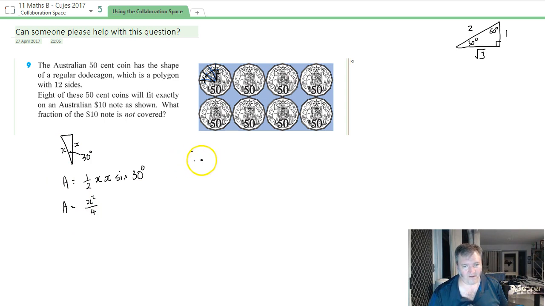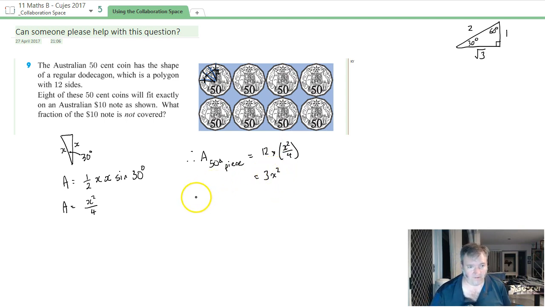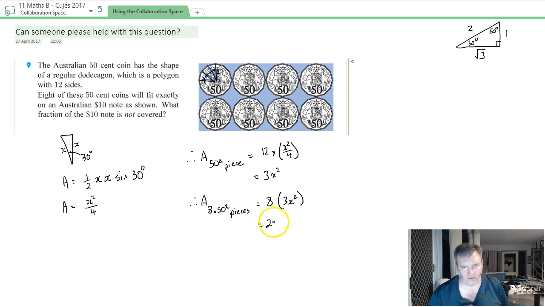Therefore, the area of a 50-cent piece, well, it's made up of 12 of those. So it's 12 multiplied by x squared over 4, which is, of course, 3x squared. Now, how many of those do we have? 8 50-cent pieces. So the area of 8 50-cent pieces is going to be 8 multiplied by 3x squared. And we've got 24x squared. Well, that's great, Chewy, but you haven't really helped me here, have you?